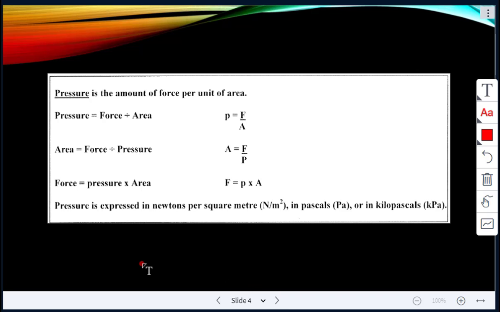All right, this is the worksheet that has the formulas in there as well. So the same formulas we just talked about. Pressure, it's the amount of force per unit area. Force divided by area to calculate pressure. Area is force divided by pressure. And lastly, force is pressure times area. Okay, our pressure is expressed in the units newtons per meter squared, which is equal to a pascal. And then a kilopascal can also be used.